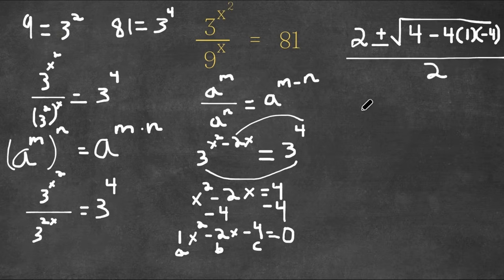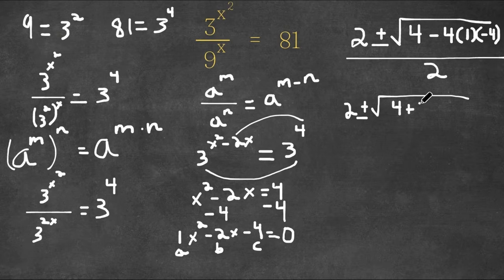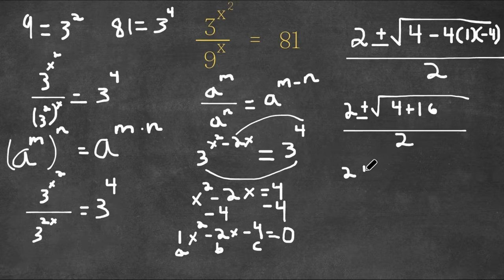Now, we're going to have 2 plus or minus the square root of negative 4 times 1 is negative 4, and negative 4 times negative 4 is positive 16. So we're going to have 4 plus 16. We're still dividing this by 2. 4 plus 16 is 20, so we have 2 plus or minus square root of 20 over 2.